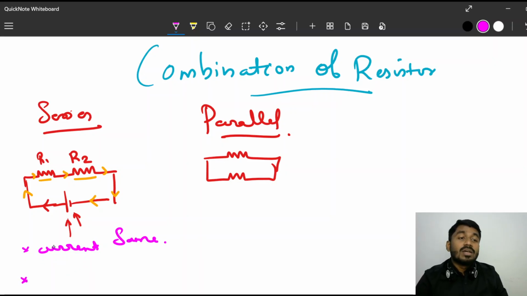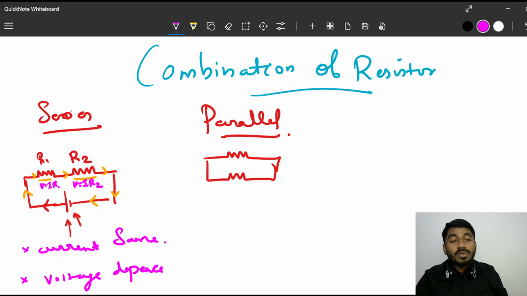But you see, the voltage across the first resistance will be I into R1, and the voltage across the second resistance will be I into R2. The voltage is not equal; voltage depends on the resistance value. If I take a high resistance value, the voltage depends on that much resistance.